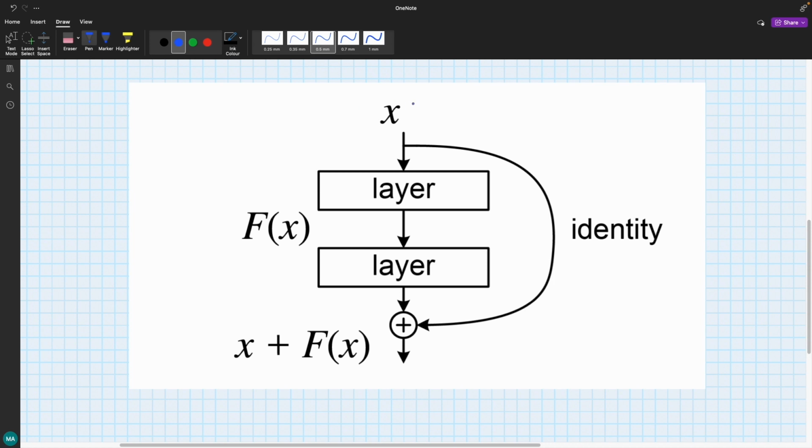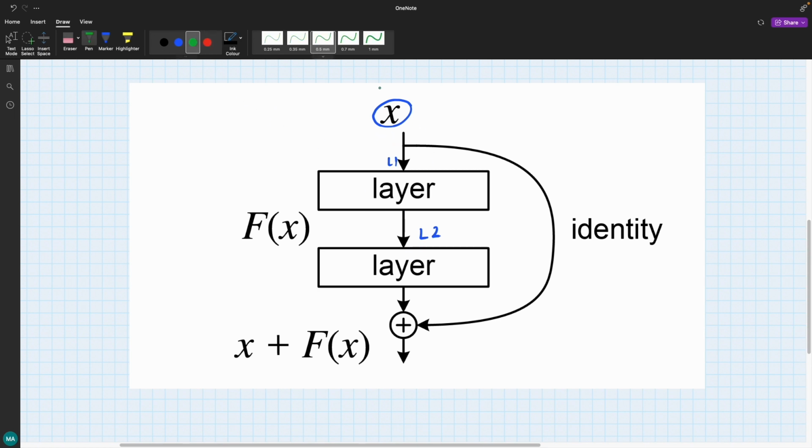Imagine we have an input, which is the data we are passing through our neural network, represented by X in the diagram. In a traditional neural network, this input would go through several layers, each transforming the data step by step to learn increasingly complex features.